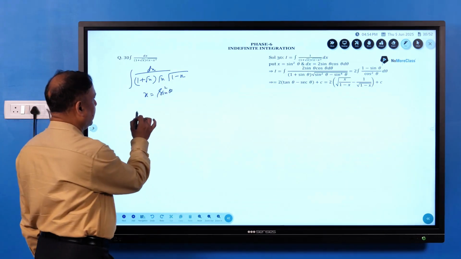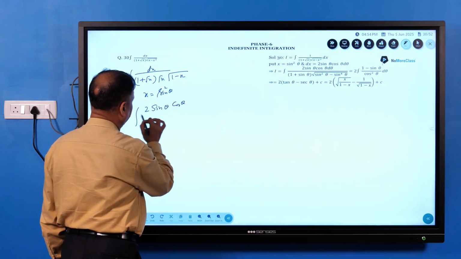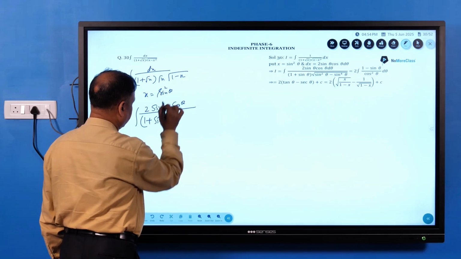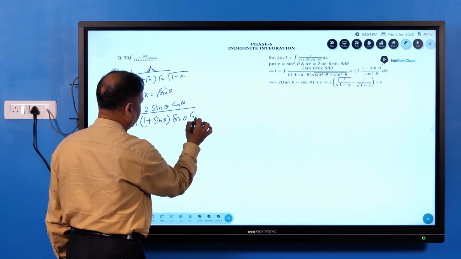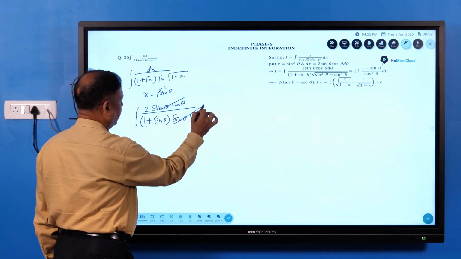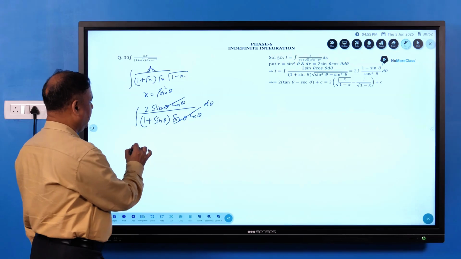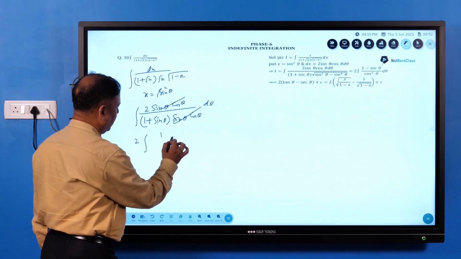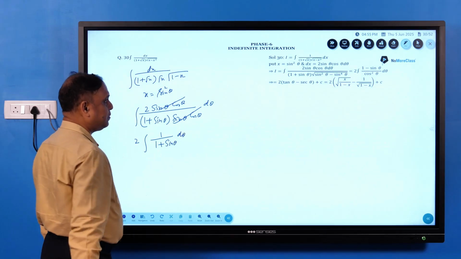So dx will be 2 sine theta cos theta upon 1 plus sine theta. Under root x is how much? Sine theta. And this will be how much? Cos theta, because 1 minus sine square theta is cos square theta, so cos theta. So see, this will cancel, and d theta will be there. So this will be 2 times 1 upon 1 plus sine theta d theta.